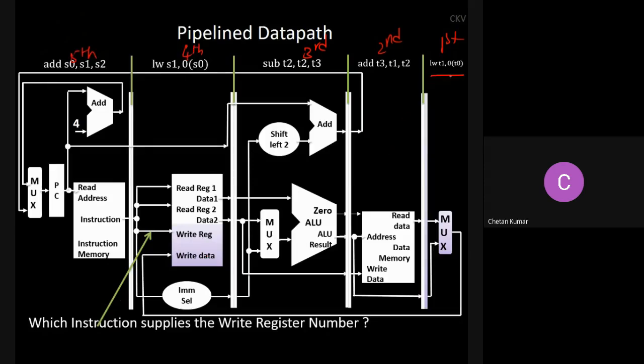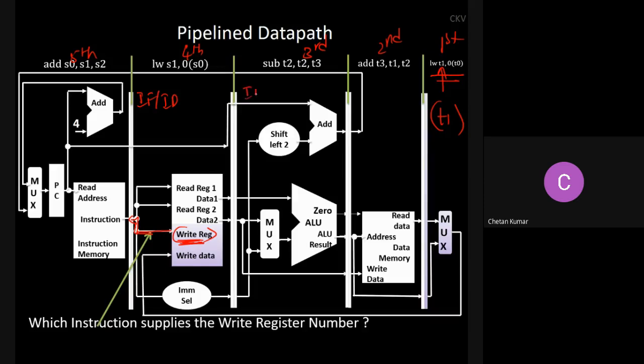Now, if this is the instruction in the write back stage, you are supposed to write into which register? T1, that is clear to everybody. So I am supposed to write into the T1 register. But who is supplying the write register number? Which instruction is supplying it? You check where this instruction is coming from. This instruction is coming from the IF/ID register.